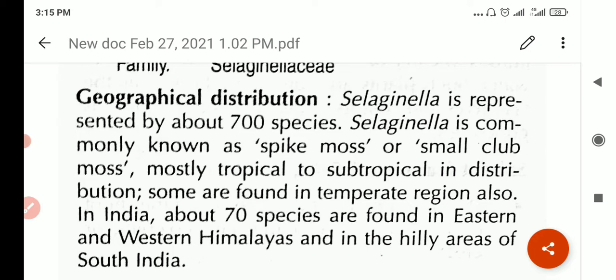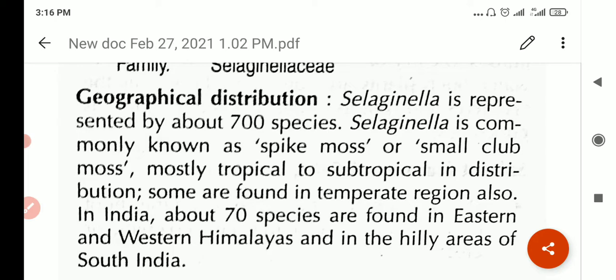There are about 700 species of Selaginella, okay? We commonly call this spike moss or small club moss. We find them in the warm places like our place. So tropical to subtropical in distribution. Some we find in the temperate region also.